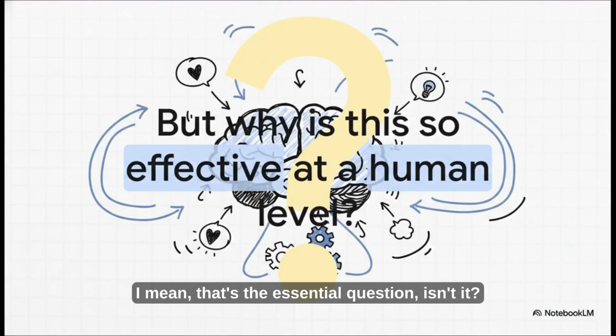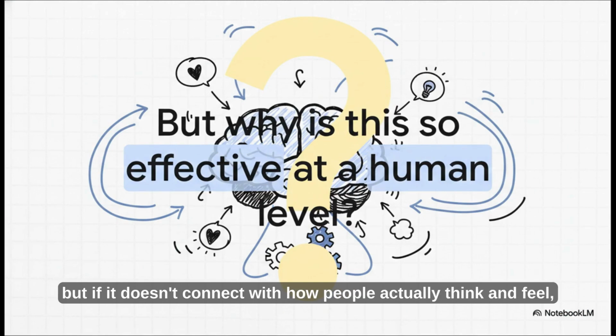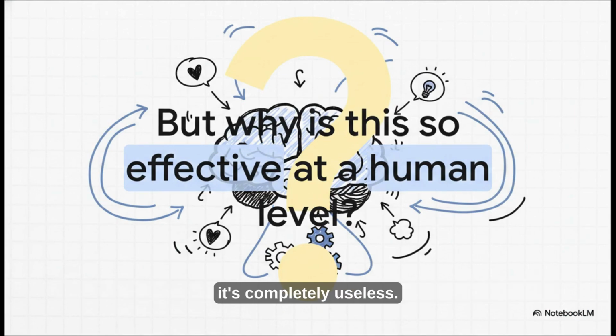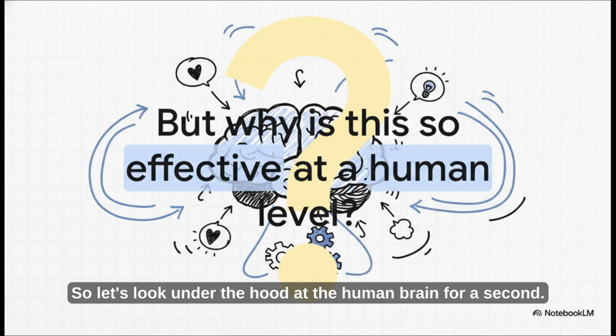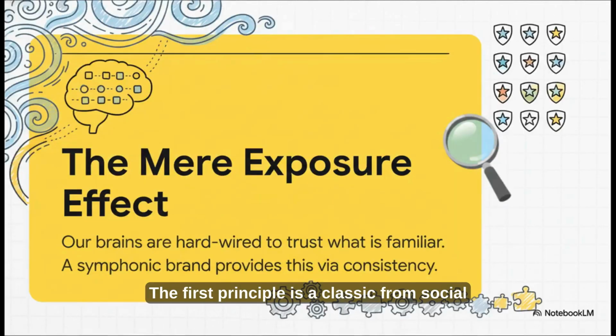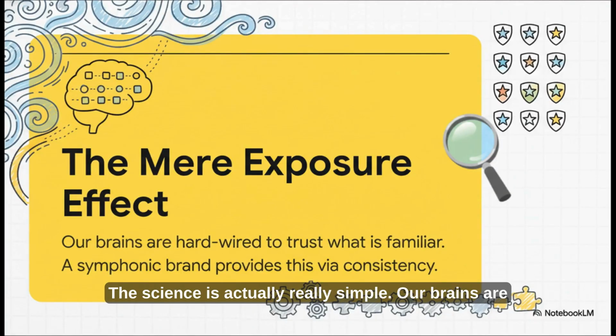I mean, that's the essential question, isn't it? We can build the most elegant system in the world, but if it doesn't connect with how people actually think and feel, it's completely useless. So let's look under the hood at the human brain for a second. The first principle is a classic from social psychology called the mere exposure effect. The science is actually really simple.